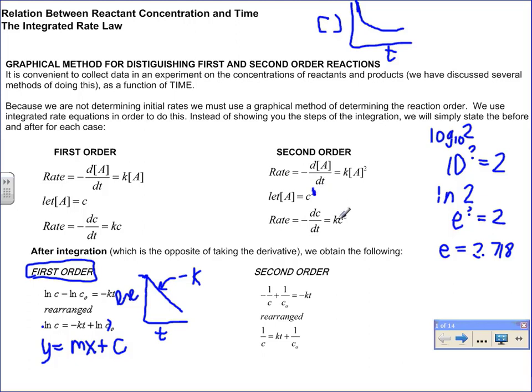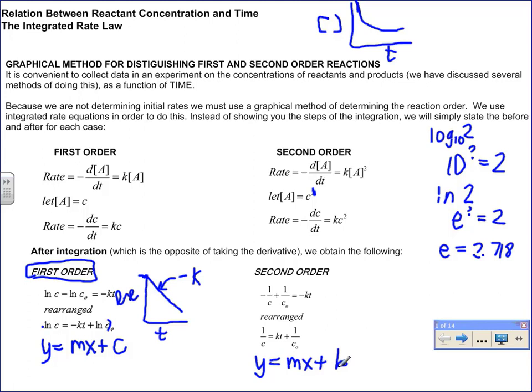Now, again, if you want me to discuss the integration with you, I can. It's really not that necessary, but if you would like to, I can. When we integrate this, we are given this relationship. And when I rearrange this to put it in the form y is equal to mx plus b, I can see that for a second order reaction, there is another graph that will give me a straight line.